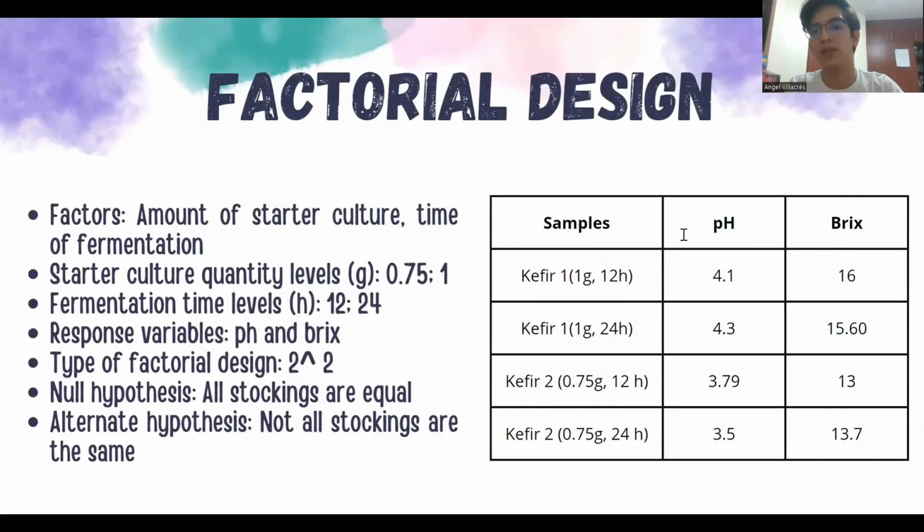The factorial design was as follows: factors: amount of starter culture and fermentation time; levels of starter culture in grams: 0.75 and 1; levels of fermentation time: 12 and 24; response variables: pH and Brix; type of factorial design: 2 raised to 2. Four combinations were made with two types of kefir: the kefir with 1 gram of culture and 24 hours of fermentation has values similar to different authors.